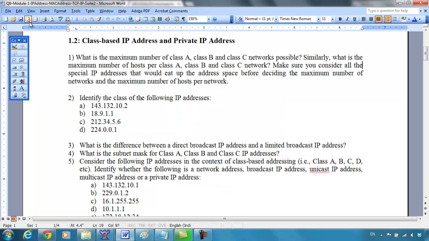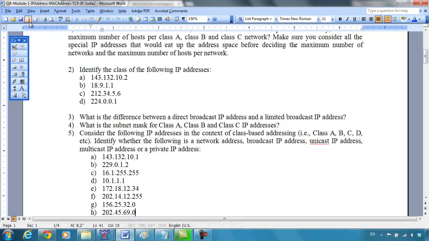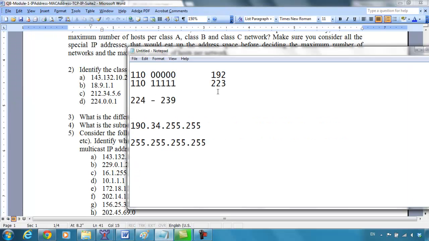So now what's the subnet mask for a class A, class B, and class C IP address? For a class A, you have the first 8 bits for the network and the remaining 24 bits for the host part, so 8 ones followed by 24 zeros. That makes the class A subnet mask 255.0.0.0. For class B, the 16 bits of the network part are 16 ones and 16 zeros.